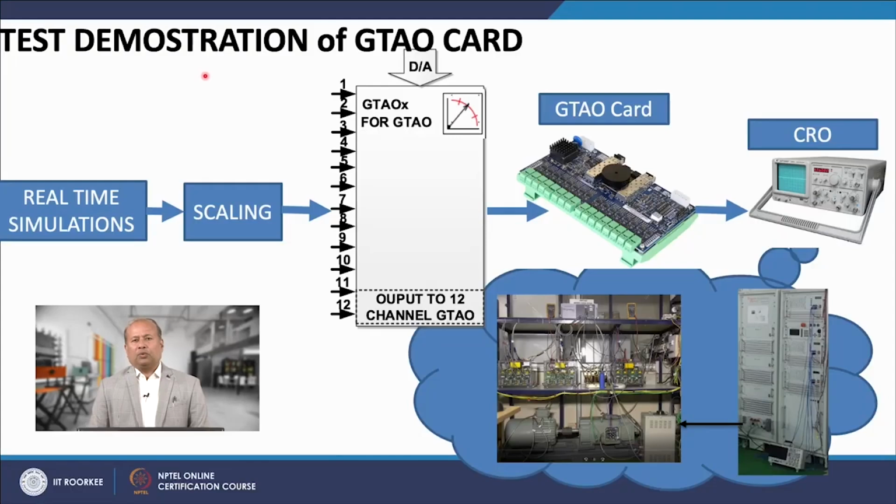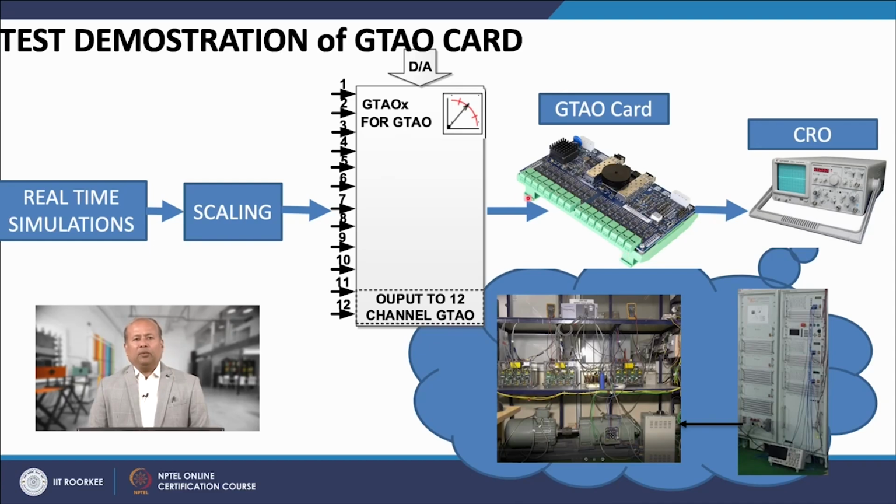Now, in case of test demonstration of GTAO card, the next demonstration is to show the working of the GTAO card, which is basically a digital to analog converter. The signal from RTDS is scaled in the software RSCAD GTAO analog output component, which is then sent to GTAO card. The GTAO card is a 12 channel RTDS hardware component which is mounted in the RTDS cubicle.